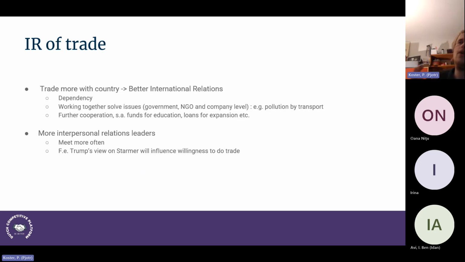So, for example, when you talk about the relationship between the UK and the US, it isn't just about the fact that Trump has incentives as to what the US wants, but also, if Trump generally sees Starmer as a positive force, then he's going to be more lenient with the trade deals that he has with the UK.